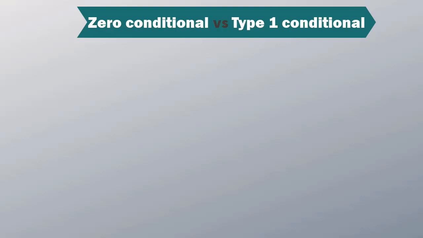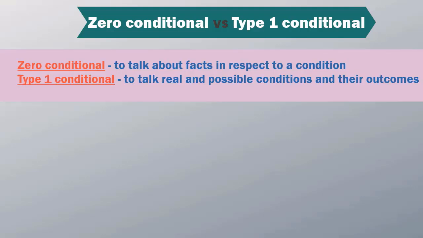Okay? So what is the difference between a zero conditional sentence and a first conditional sentence? Guys, a zero conditional sentence refers to the result of a condition that is always true, like a fact, right? But when we talk about type 1 conditional sentences, first conditional sentences, we use them when the result of a condition is real or possible. But it's not a fact, right? It's possible. It can happen in the future. But it's not a fact. It might or might not be true.